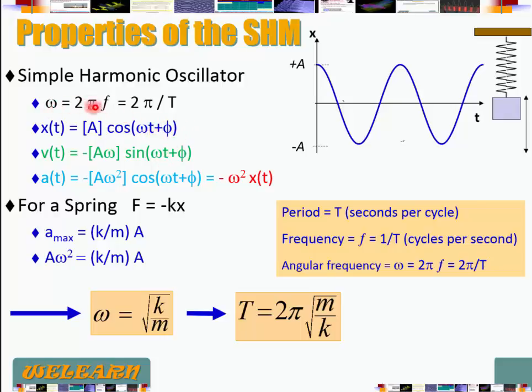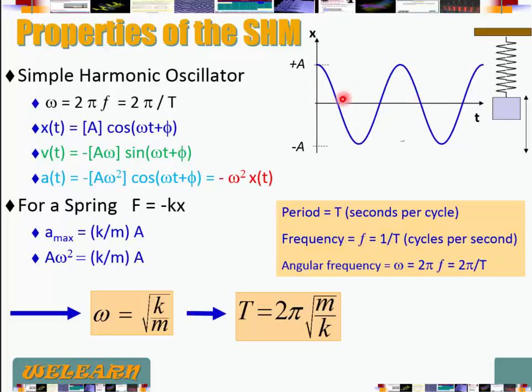Now, omega is what we call the angular frequency. f is what we call the frequency. That's the relationship between them: omega is 2 pi f. f is how frequent the oscillations are, like how many per second. T is the period. The period is the time for one full oscillation. So if we look at a graph of x versus time, that's the time for a full oscillation.